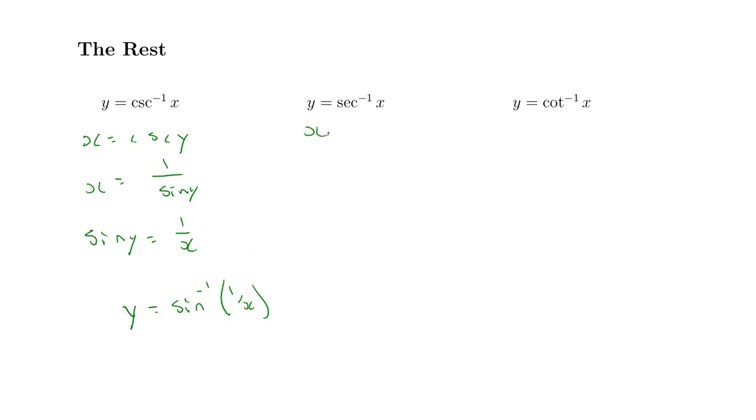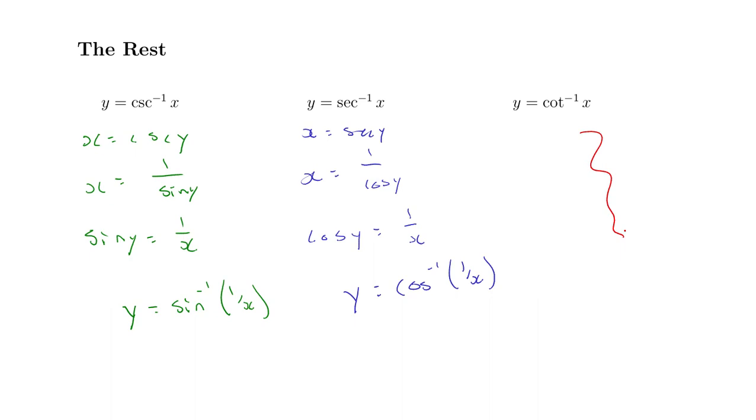Similarly, you could say x equals, maybe I'll use a different color for this one, x equals secant y. That's the same statement that we had. We just switched the inputs and outputs. So that means x is 1 over cosine y. So that means cosine y is 1 over x. And then you can see again, we'll just use the inverse function for cosine, and we have this reciprocal composed on the inside. And you can see how this one's going to go. Y is going to be tangent inverse of 1 over x.